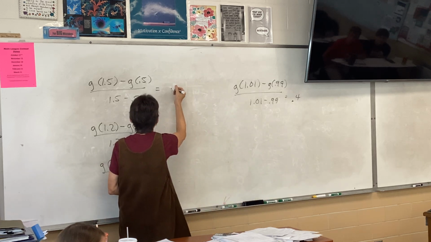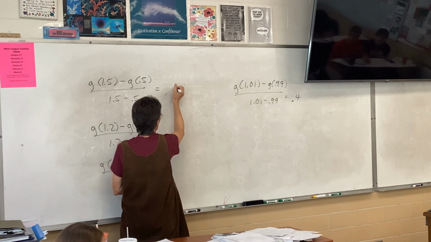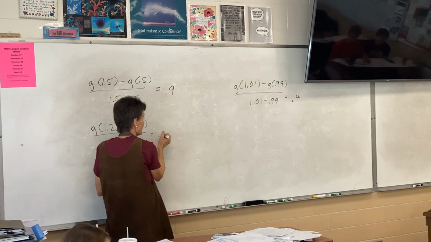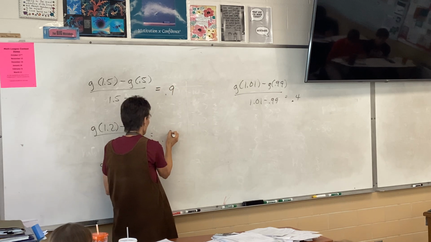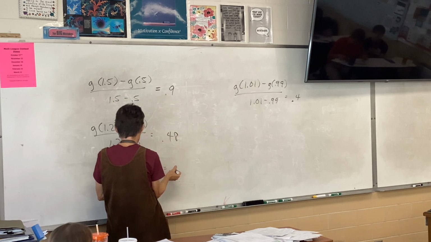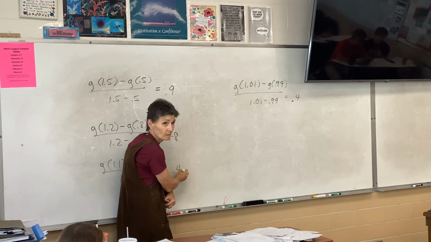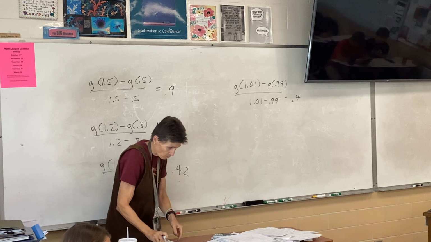What'd you guys get over there, Fred, in your row? We got 0.9. 0.9? Yeah. All right, what did we get here? 0.48. Perfect, what did we get here? 0.42. All right, what's the question?